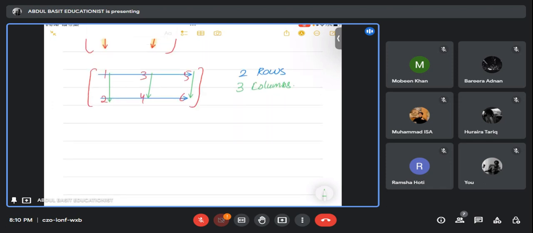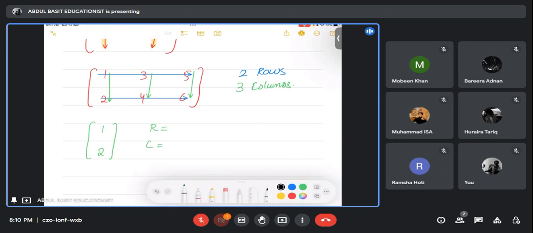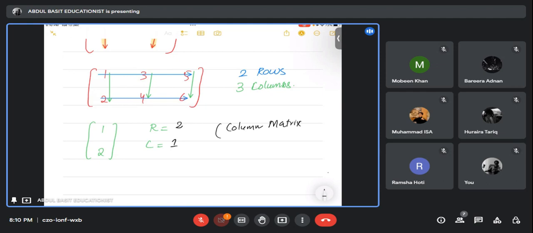Let me ask you individually. Isa, how many rows do I have in this matrix? Two. Very good. And how many columns do we have in this matrix? One. Very good. So we have one column, which means I can also name this matrix a column matrix because it has only one column.